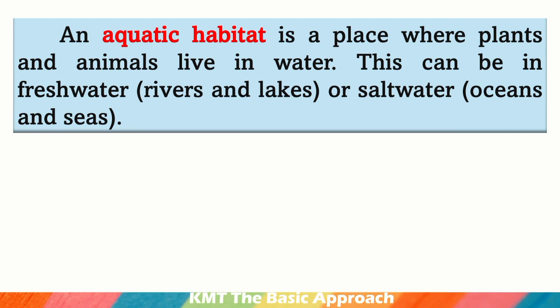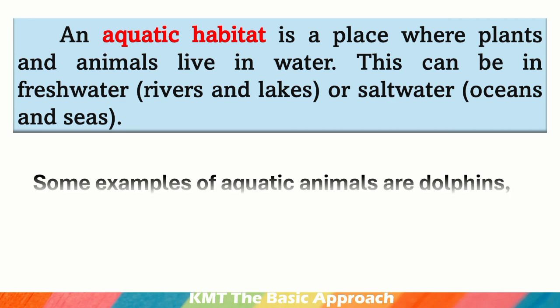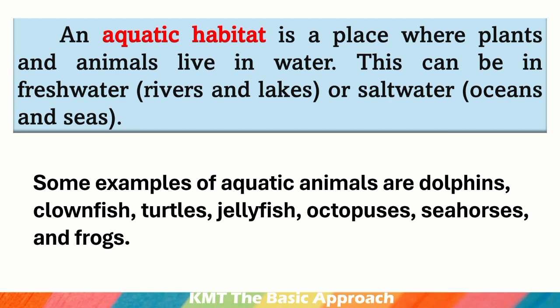An aquatic habitat is a place where plants and animals live in water. This can be in fresh water like rivers and lakes, or salt water like oceans and seas. Some examples of aquatic animals are dolphins, clownfish, turtles, jellyfish, octopuses, seahorses, and frogs.